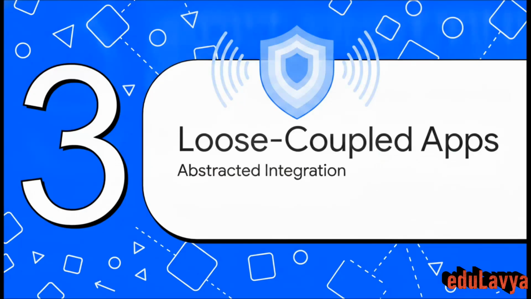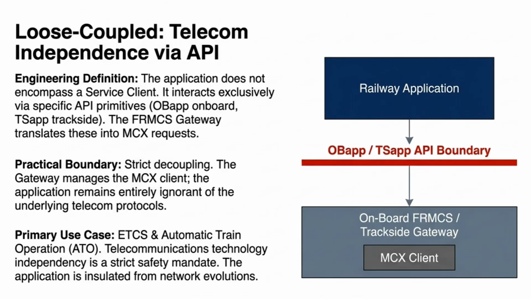Section 3. Loose-coupled applications. Here's how we fix that dependency issue. With the loose-coupled regime, the engineering philosophy totally flips. The application deliberately does not have an internal service client. Instead, it relies heavily on the onboard or trackside FRMCS gateway. The gateway steps up, hosts the MCX client, and does all the heavy lifting on the application's behalf. The application essentially just knocks on the gateway's door using standardized API primitives, and the gateway handles the entire conversation.